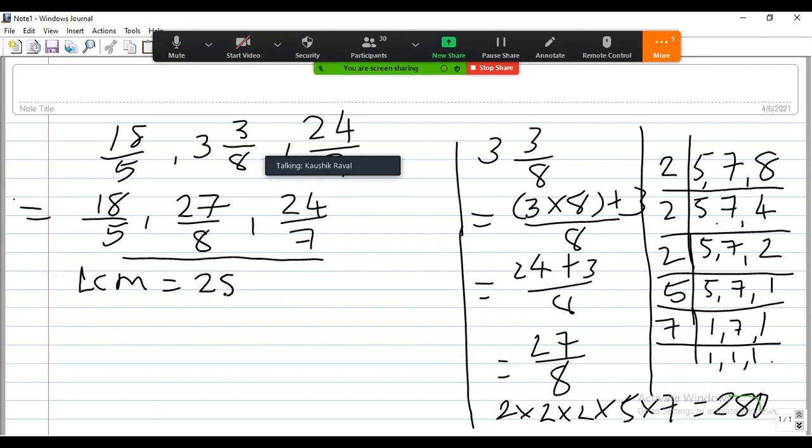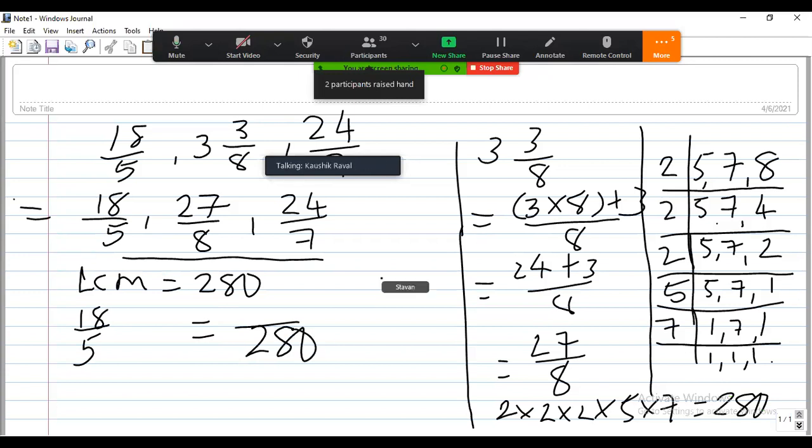So LCM is equal to 280. Right. So now we have to make equivalent fractions. So 18 upon 5 into 56. Sir, first we have to divide. 5 into 56. Very good. So 18 into 56, what is the answer? 1008. 1008 by 280. Very good. Same way you can do for the rest.